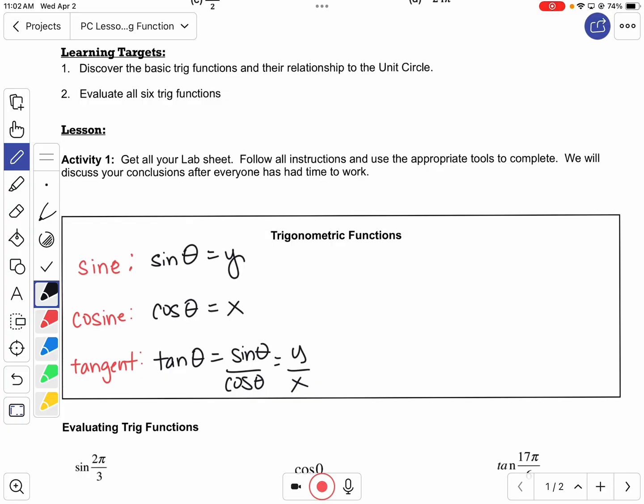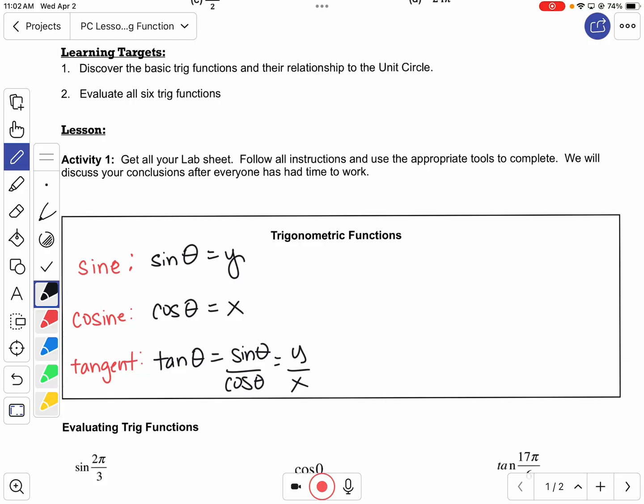All right. So you can stop on your lab. It's all good, all right? And go over to your note sheet, and let's write this down. Okay, these are our first 3 trig functions. They are the ones we'll use most frequently. Sine matches your y-coordinate, cosine matches your x, and tangent, sine over cosine, or y over x.